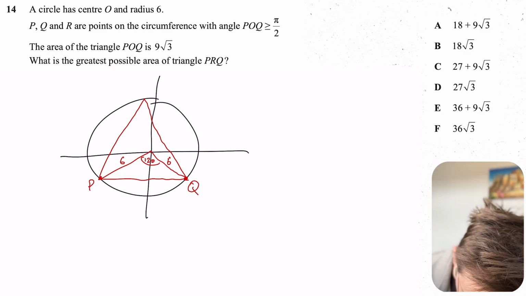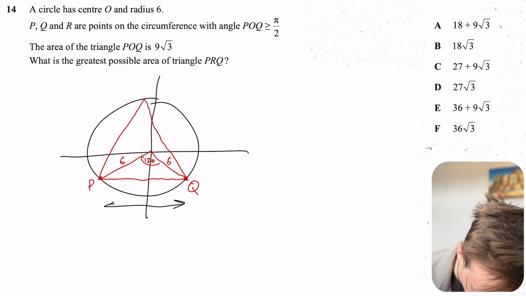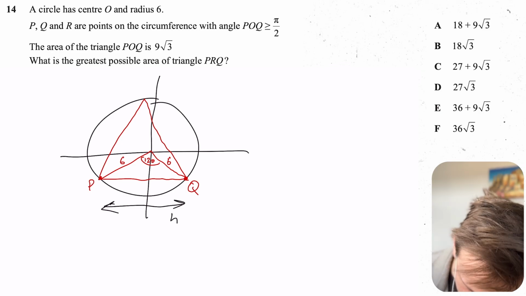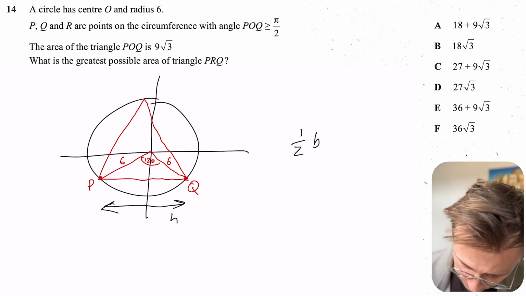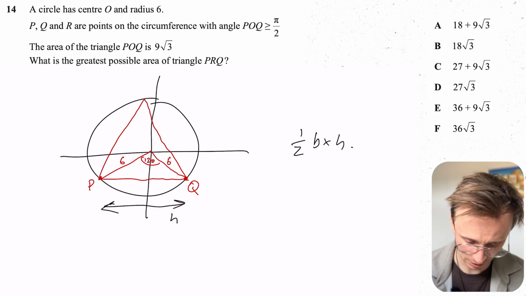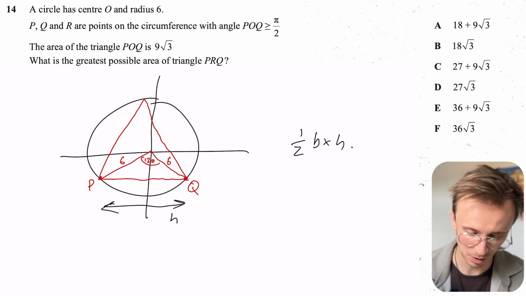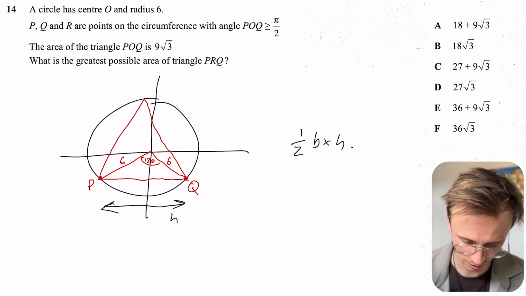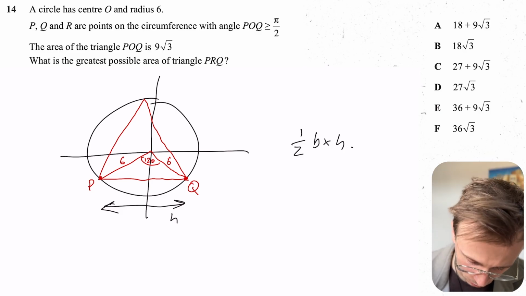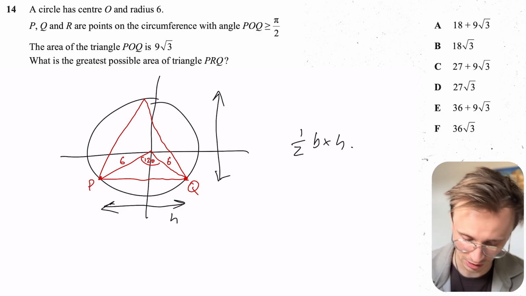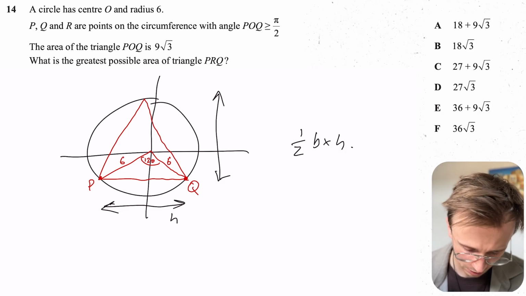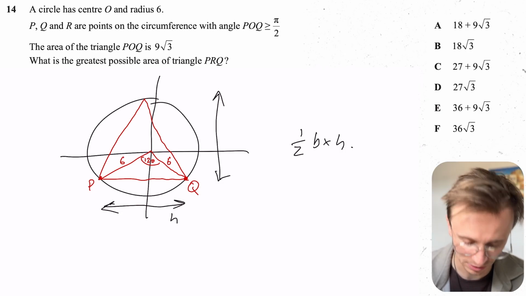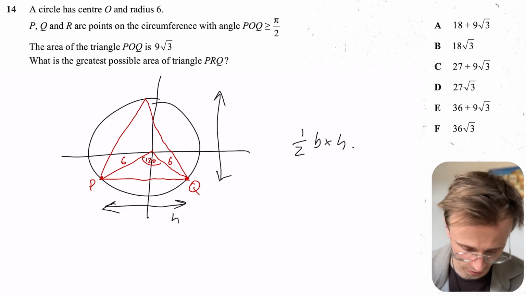So the base is horizontal, right? So the equation, the area of a triangle is a half base times height. Well, at the minute, the height is fixed. That's where P and Q are, we can't move them. But we want to move R to maximize this area. Well, to maximize the area, we want it to be as far away as possible. And to do that, it has to go right through the center. That's how we make it as far away as possible.